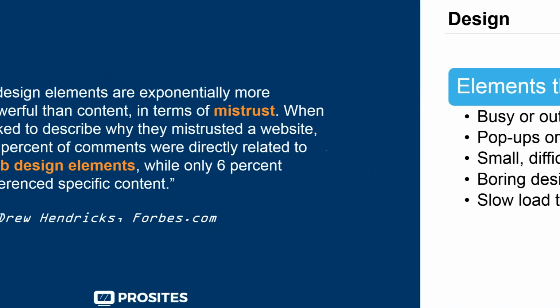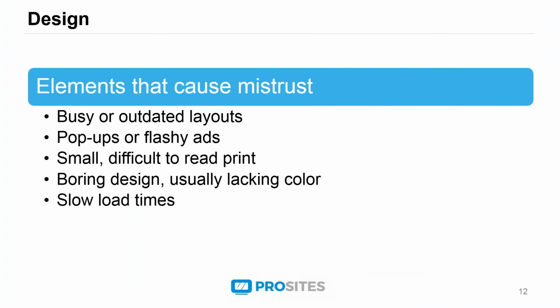So what does that mean? That means that your website has to look good. Plain and simple. It has to. And these are the elements that actually cause mistrust according to Forbes. The first one being a busy or outdated layout.